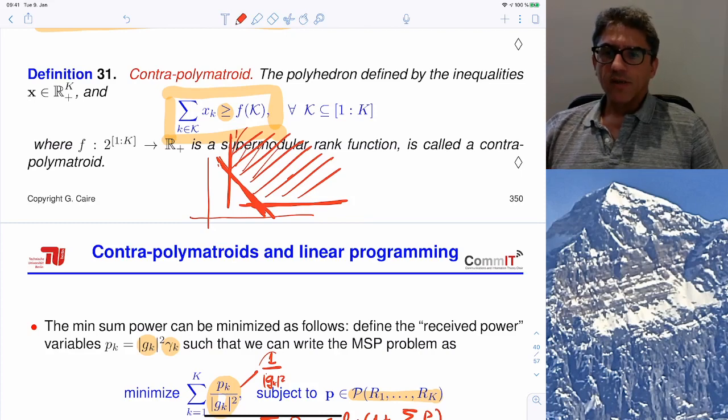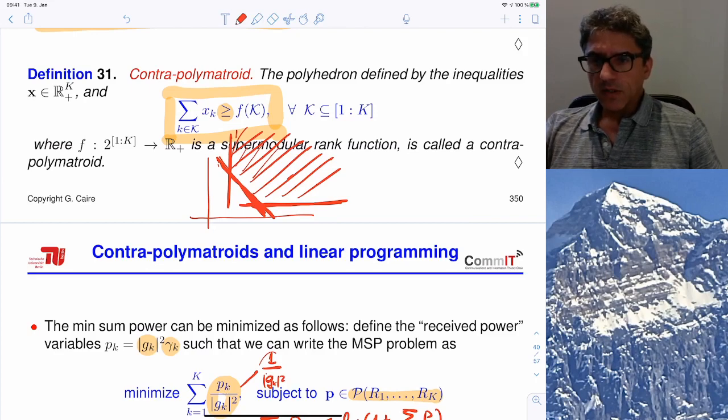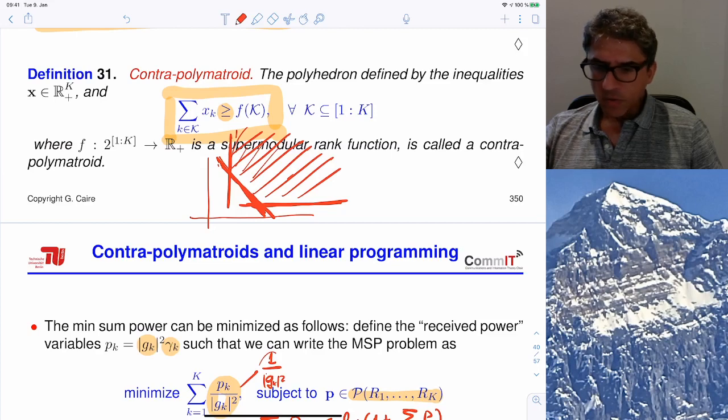Okay, so this ends what I wanted to say about the multi-access channel, and in particular the Gaussian K-user multi-access channel and the corresponding resource allocation over the Gaussian multi-access channel.